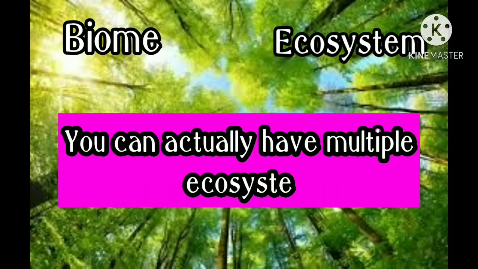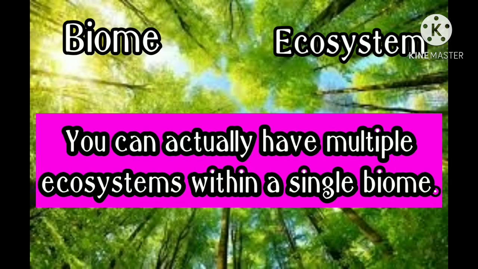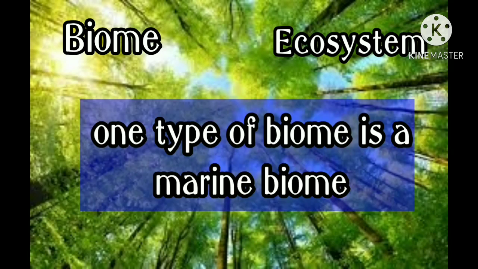You can actually have multiple ecosystems within a single biome. For example, one type of biome is a marine biome. Within that biome, you can have many ecosystems like a coral reef, the intertidal zone, a kelp forest, and the open ocean.